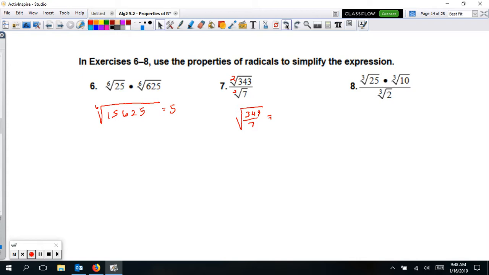So one big square root with 343 divided by 7. You can do that real quick there on your calculator, and that's going to give you 49. And we know the square root of 49, that's 7. So our answer for this one is just equal to 7.